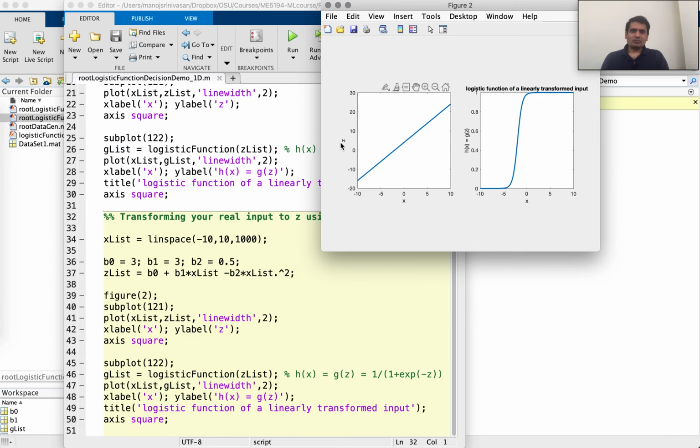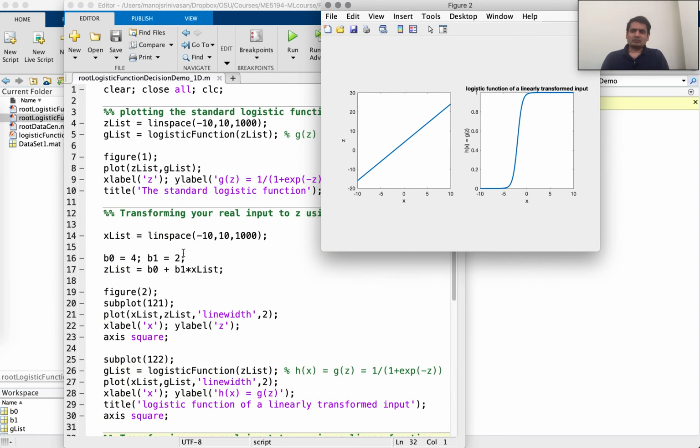Okay, so when you plot z versus x, because x and z are linearly related, you just have a straight line. It doesn't pass through the origin. It passes through the y point equal to 4, I guess. That's the y-intercept, and then has a slope of 2. That's this thing, and then the logistic is this, and you notice that it's not anymore centered about 0. It's going to be centered about minus b naught over b1.